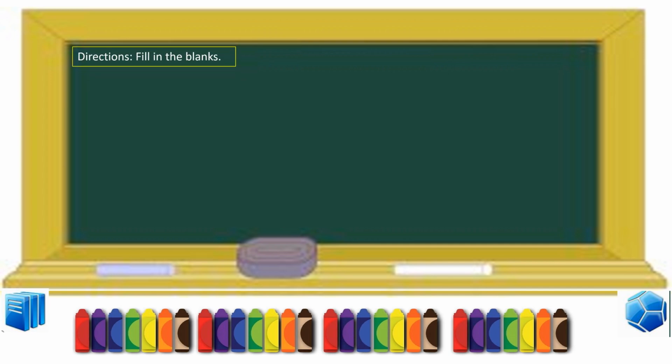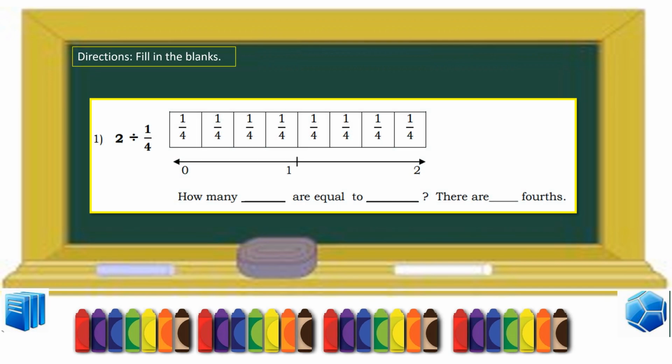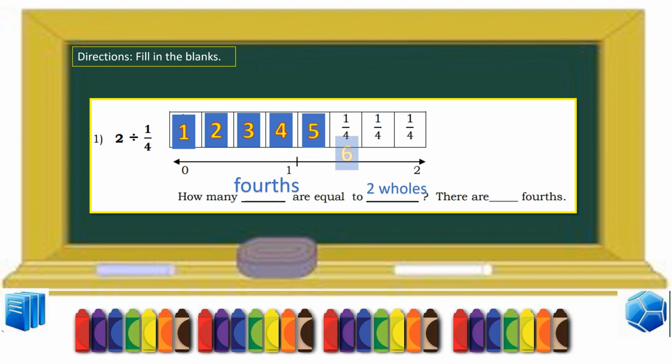Another activity, fill in the blanks. Number 1, 2 divided by 1/4. So, this is how many fourths are equal to 2 wholes. So the answer is, let's count, 1, 2, 3, 4, 5, 6, 7, 8. So merong 8 fourths.